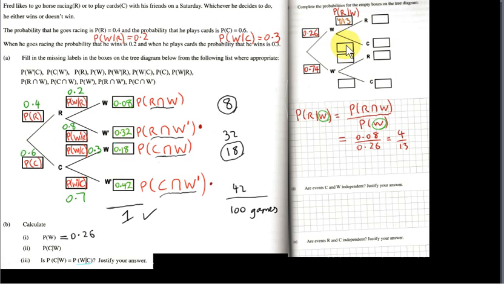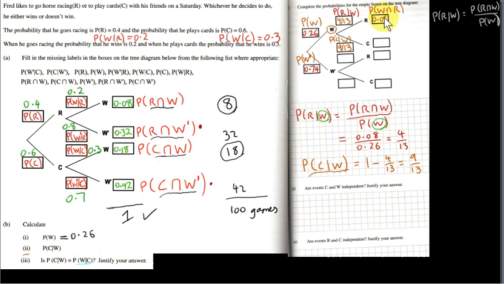Now, what about this probability here? Well, in here we have to get the probability that Fred played cards given that he wins. So we're conditioning on the fact that Fred won a game. Once we know that Fred won a game, we know that the game he won was either at the races or cards, one or the other. So these two probabilities must add up to 1. So we get 1 minus 4/13, which is 9/13. And we actually calculated this probability in part 2.